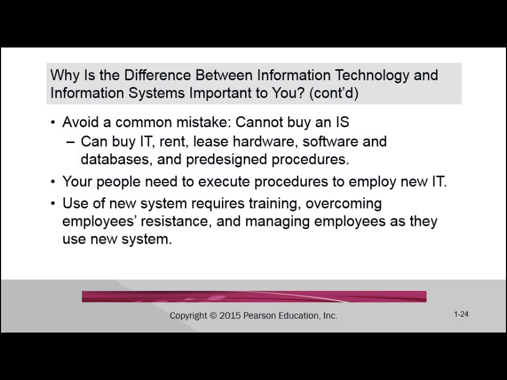So you need people to execute the procedures to employ new information technology. Use of a new system requires training and overcoming employees' resistance, which we call organizational inertia. It requires managing employees as they use the new system, okay? Not just putting it in, but maintaining the system and making sure everything is going well.